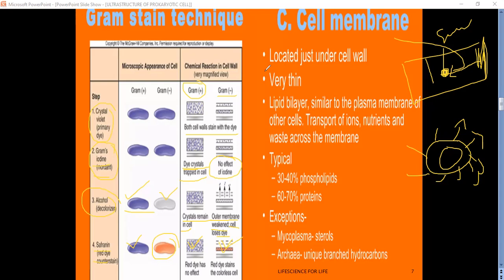So gram positive bacteria, that is peptidoglycan, one second. So cell membrane.